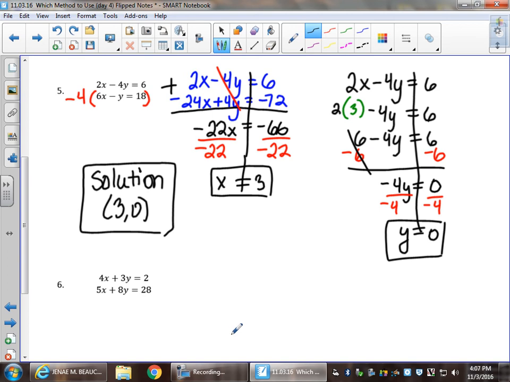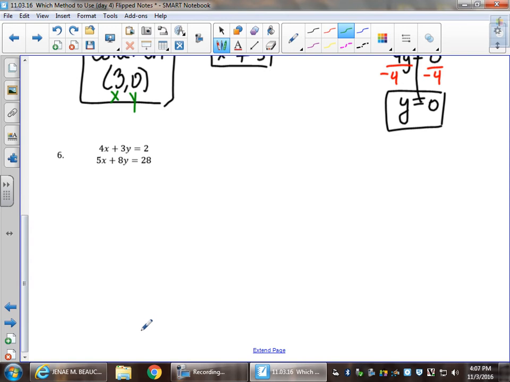Remember, at any time, if you're not sure if your solution is right, you could say, okay, x is 3, y is 0, substitute it back into your system and do a check. Last but not least for today's notes, number 6. Take a look at number 6. What do we think?